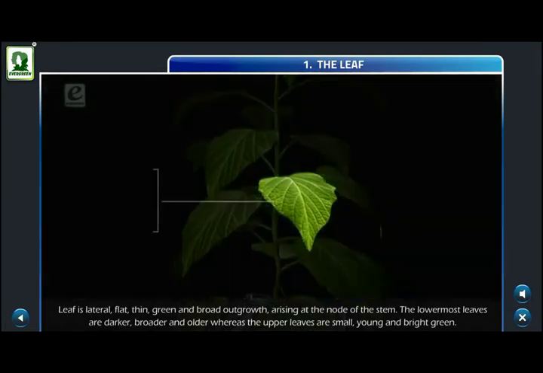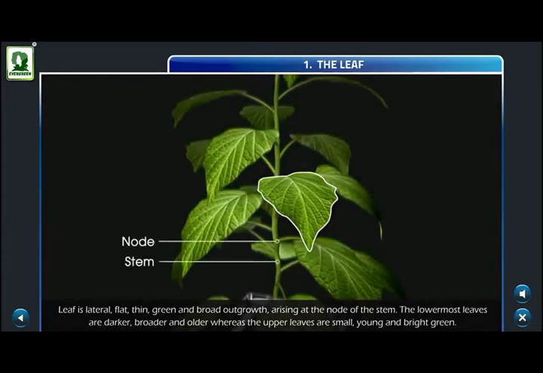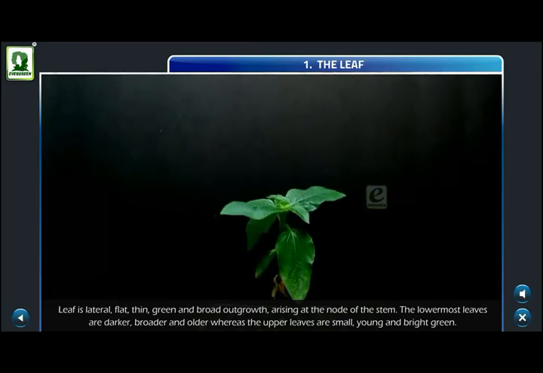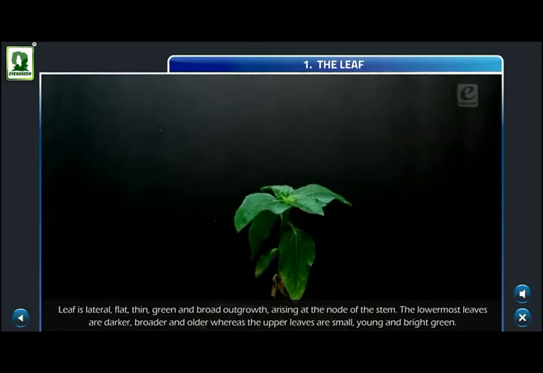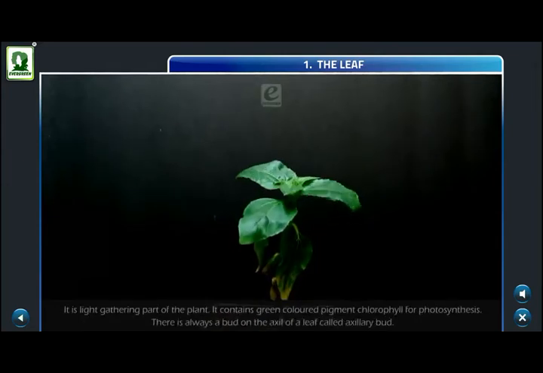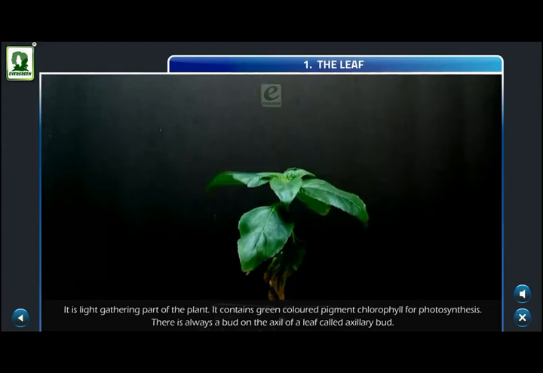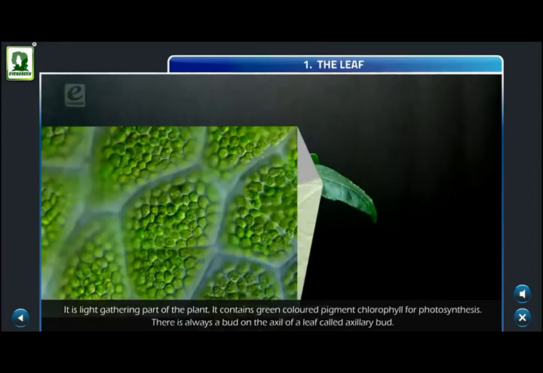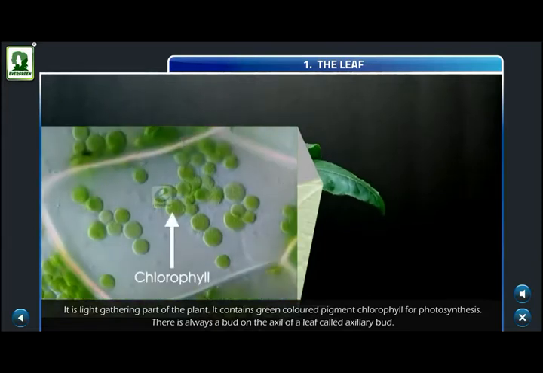Leaf is lateral, flat, thin, green, and broad outgrowth arising at the node of the stem. The lowermost leaves are darker, broader, and older, whereas the upper leaves are small, young, and bright green. It is the light-gathering part of the plant. It contains green-colored pigment, chlorophyll, for photosynthesis.